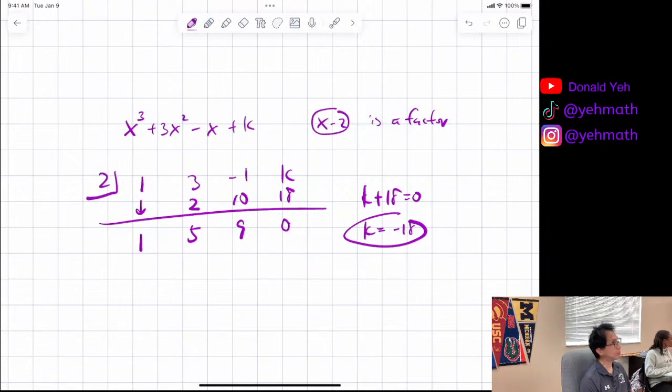If it's a factor, that means you can divide it by x minus 2. But if I divide it by x minus 2, in synthetic division I change that negative 2 to positive 2 anyway. So, yeah. Did I answer your question, Brendan? Okay, next question.